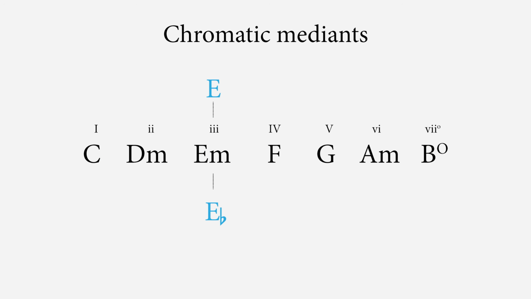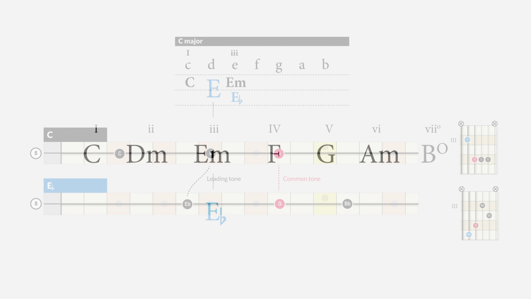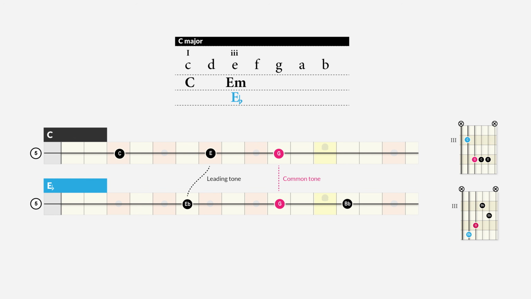We can also change it to an E flat major or E flat major 7 chord. This sounds even more mysterious. There is still 1 note in common between the tonic and the E flat major chromatic mediant, namely the note G. Now, the E flat and the B flat are changed chromatically.